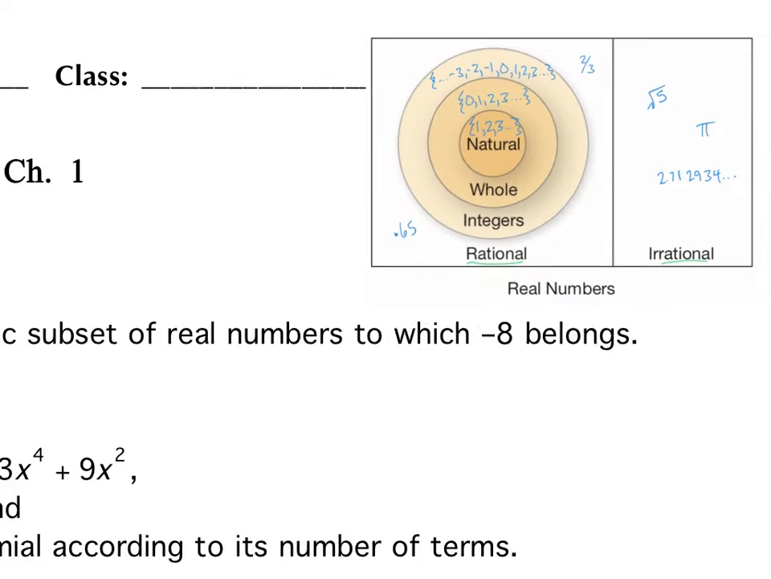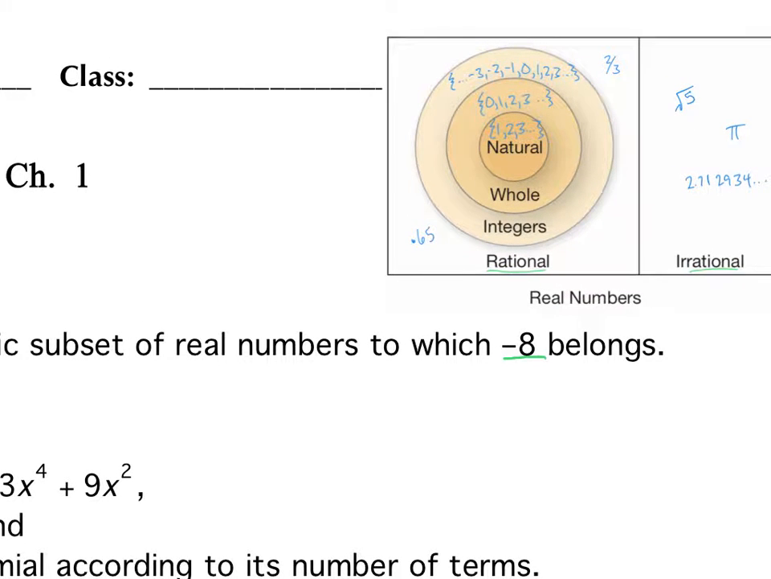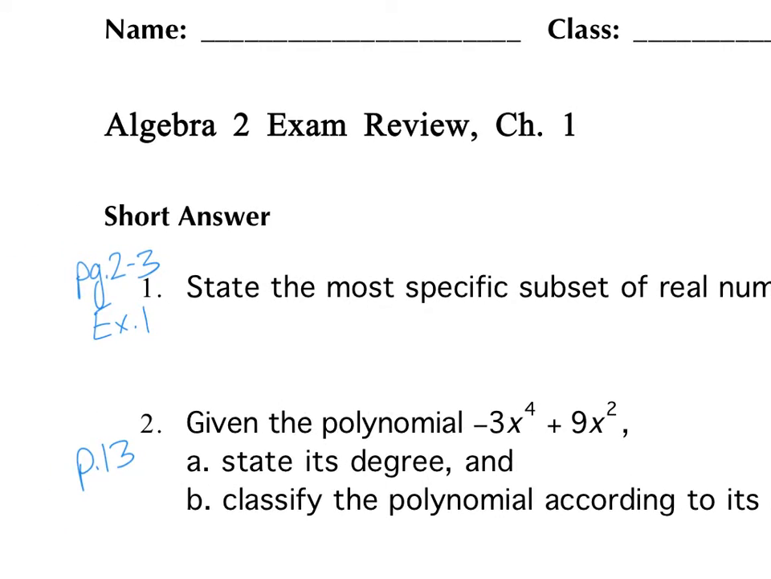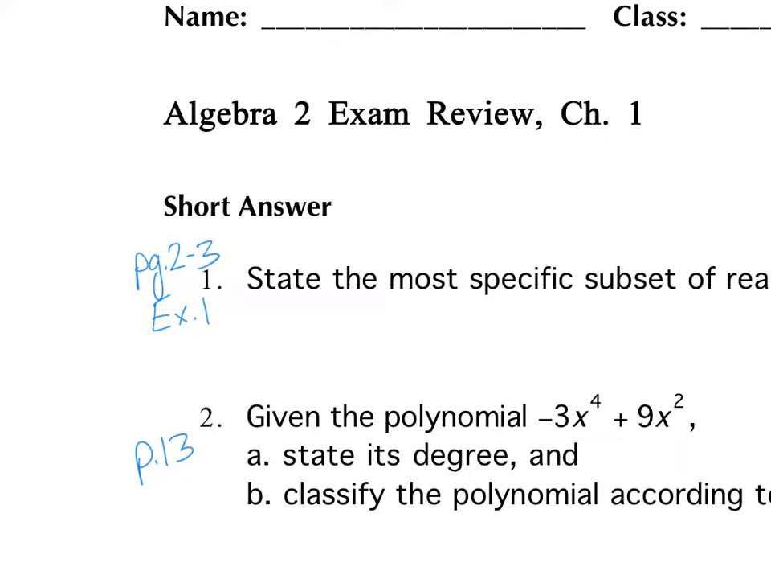But for our problem on number 1, they gave us a negative number that's not a fraction or a decimal, so the most specific set it can go in is the integers, and that would be your answer for number 1. If you want more practice, you can go to page 2, where the diagram is, and then on page 3, example 1 has a few more of them.